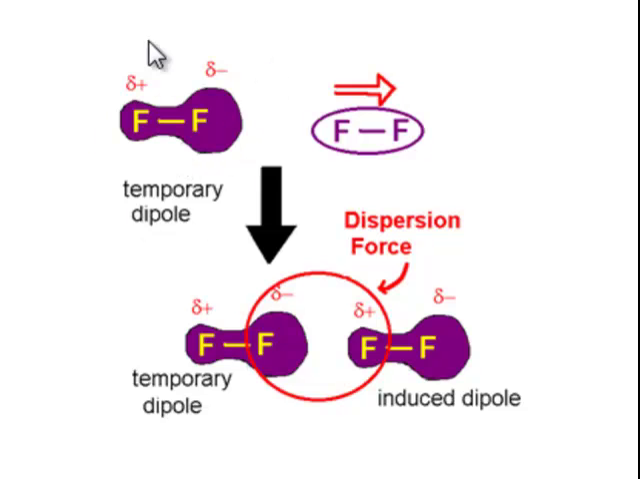Now, if this temporary dipole comes near another fluorine molecule, it can actually force that fluorine molecule, with its even distribution of electrons, to become lopsided. And so this dipole that forms is called an induced dipole. So the random motion of the electrons causes a lopsided cloud that forms just for an instant. And if that lopsided cloud, that temporary dipole, comes close to another fluorine molecule, it can actually induce another dipole. And then there is an attraction between those positive and negative parts of the molecule.